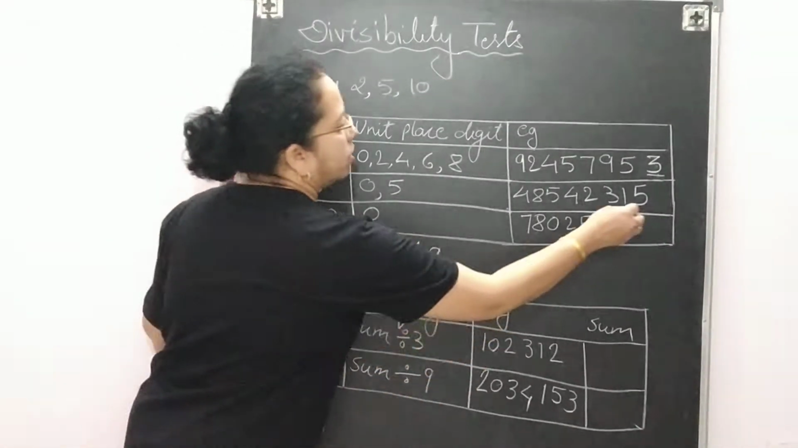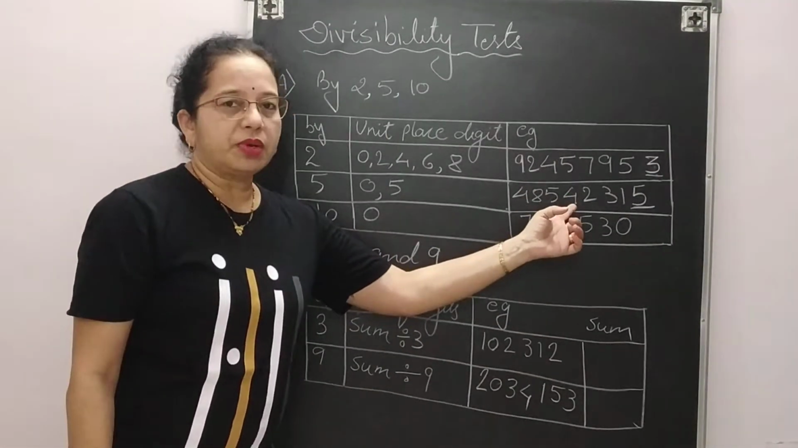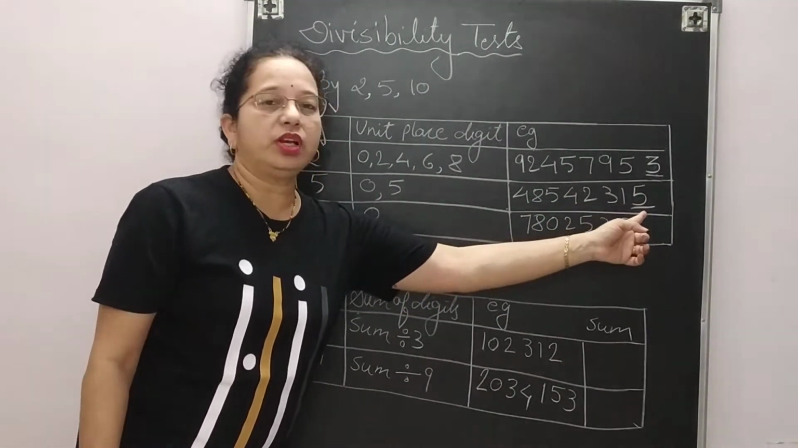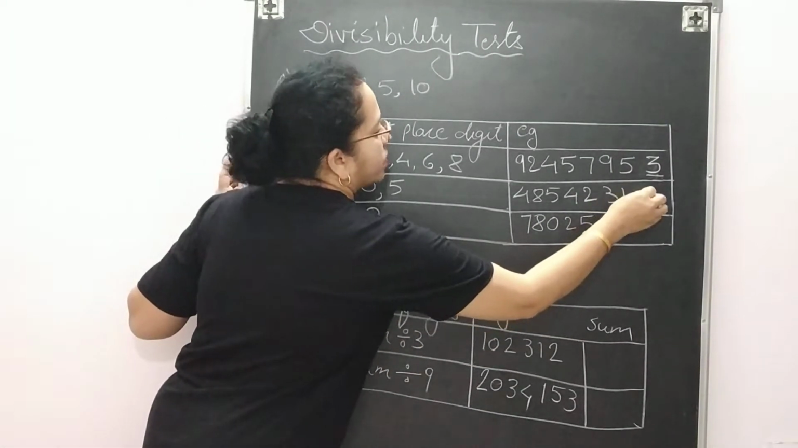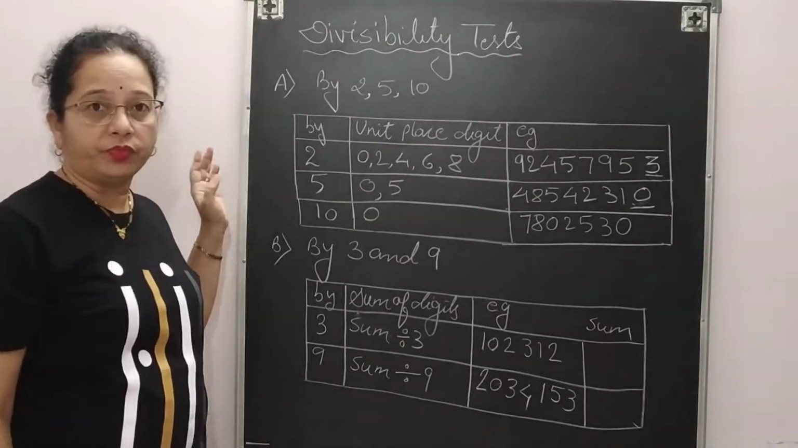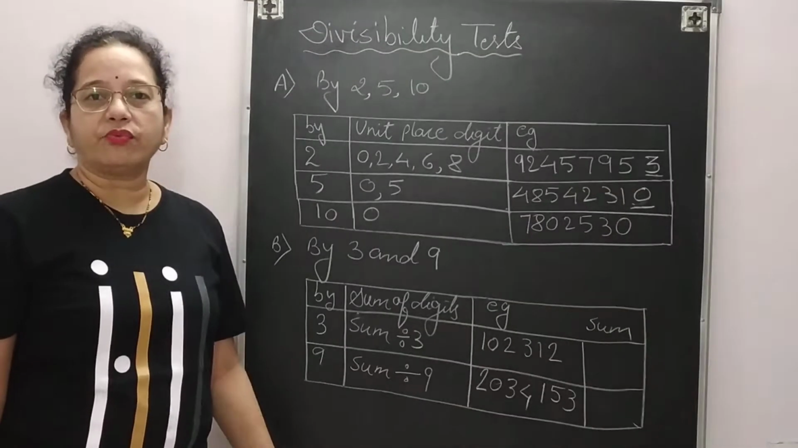Okay. Now come to the 5. Again we need to check only unit place digit. So look at unit place digit. So is it divisible by 5? Yes, because unit place digit is 5. Suppose I make change, instead of 5, suppose 0 is there. Yes, again, since 0 is there, number is divisible by 5.